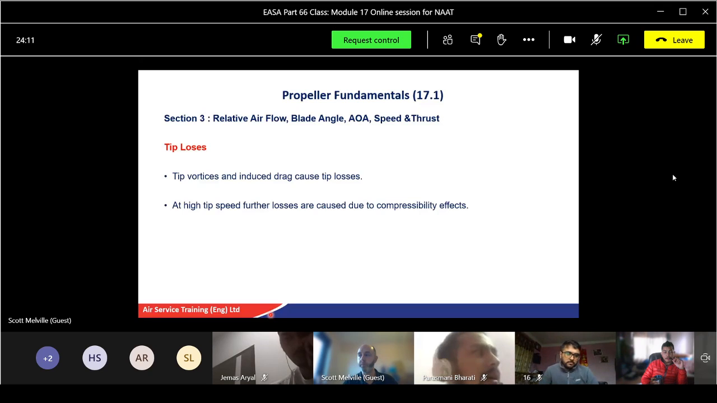Okay. So at high tip speed, further losses could be caused by compressibility effects. Propeller blades are designed to be a certain length. We can't make them massive long ones. We can, but we've got things like ground clearance.